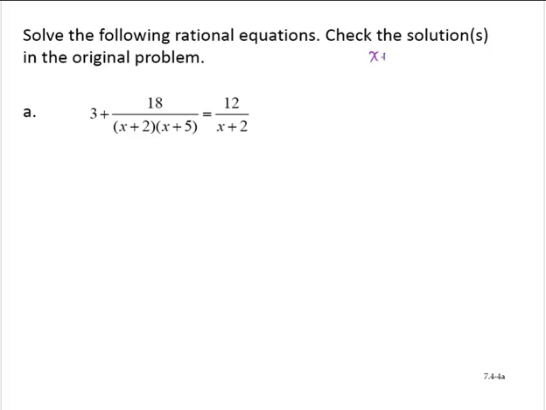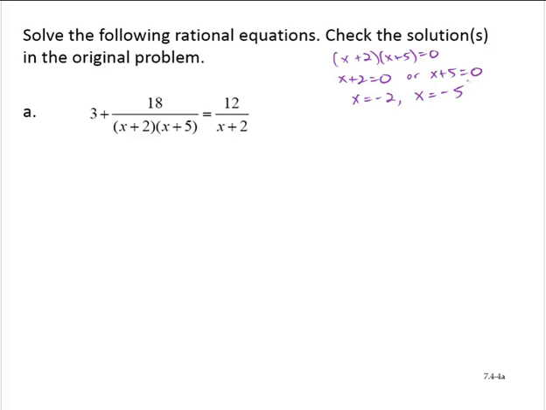Let's see, we have x plus 2 is equal to 0. And, well, really, we have x plus 2 times x plus 5. We have to set that whole denominator equal to 0. (x plus 2)(x plus 5) equals 0. Using the zero product property, x plus 2 equals 0, or x plus 5 equals 0, which tells us x is negative 2 and x is negative 5.